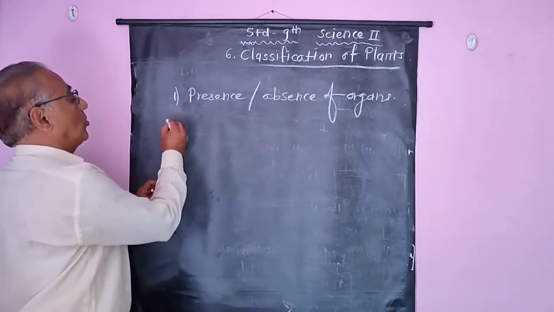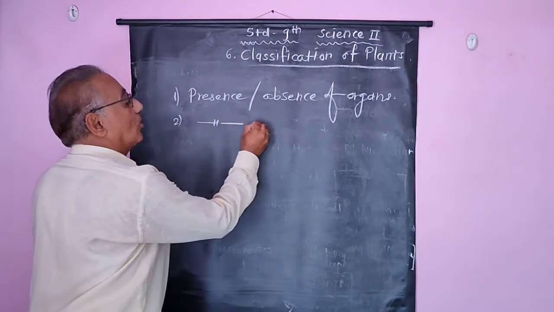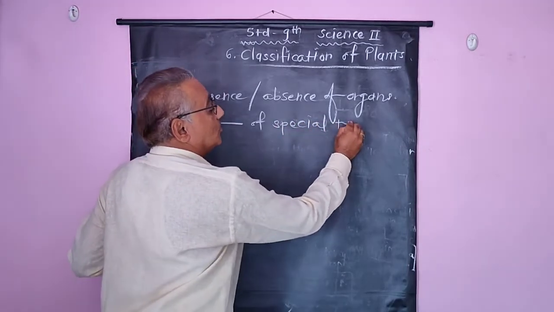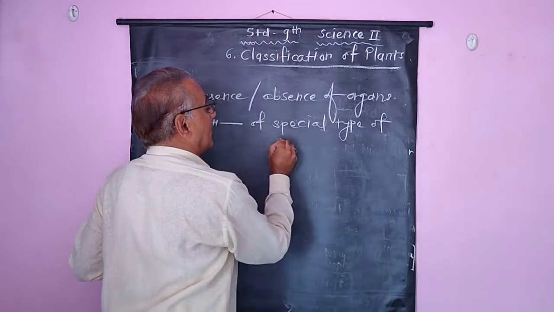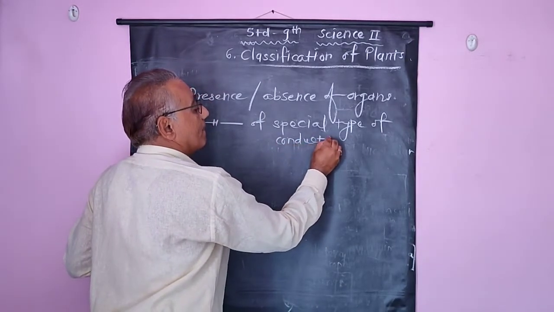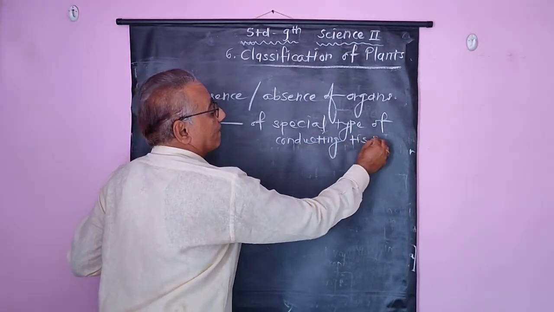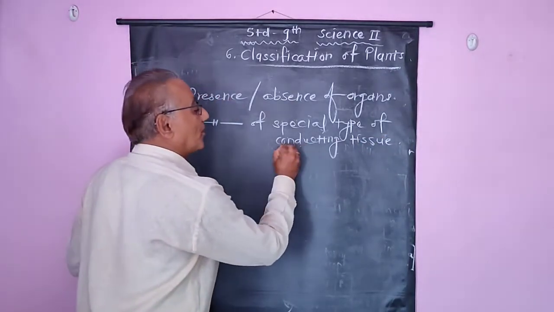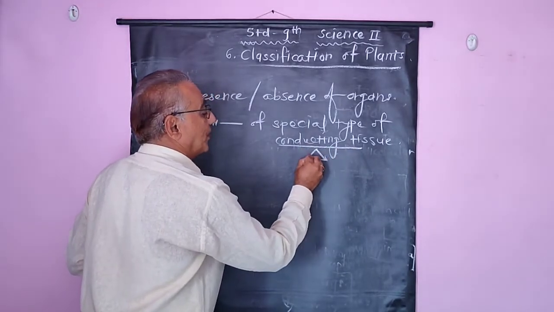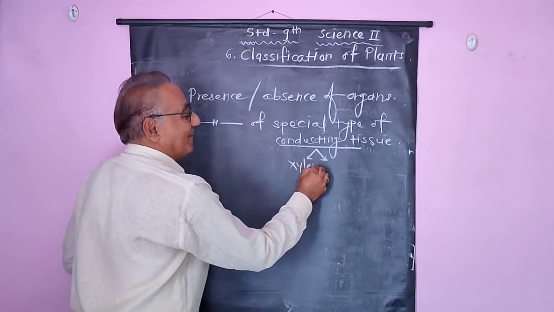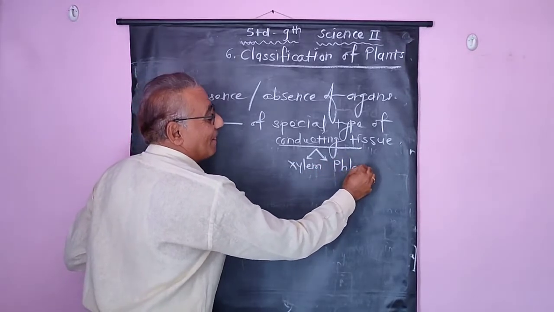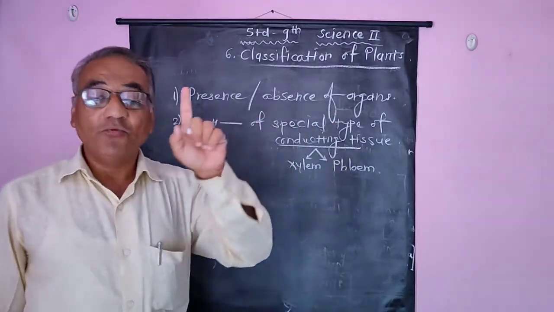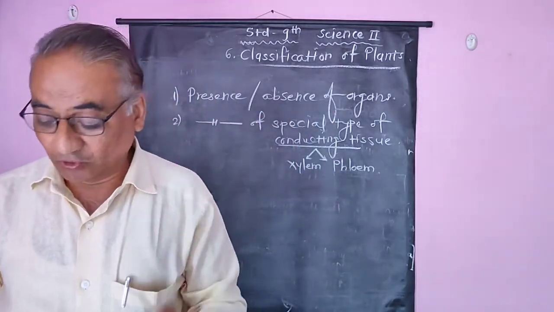Second, presence or absence of special type of conducting tissue. Now you are familiar with that. There are two types of conducting tissue. The names of those two types are xylem and phloem. Xylem carries the water, while phloem conducts the food material required for the growth of the plant.